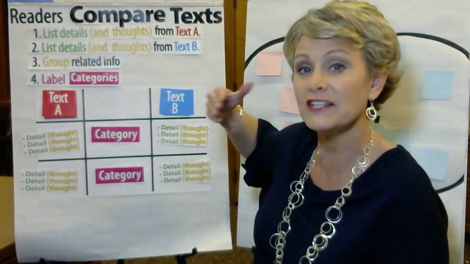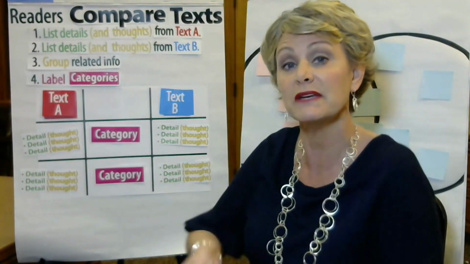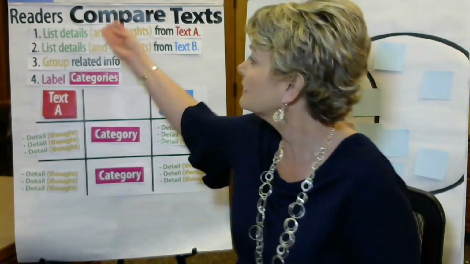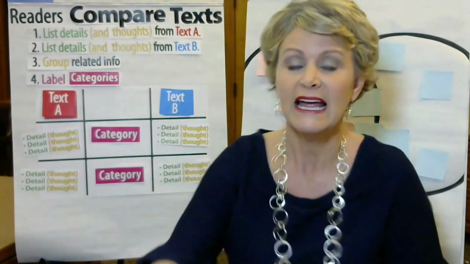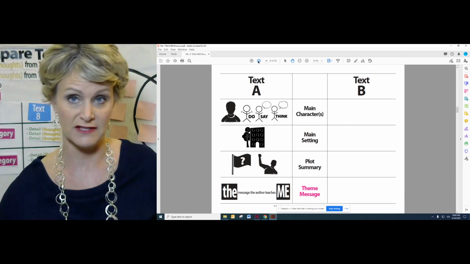really reading and thinking about one text at a time. But eventually we have to honor that readers do juggle multiple texts. There are times they read two stories. Why would they do it? To compare them. All right. And theme, of course, is the message that the author is trying to teach us, right?